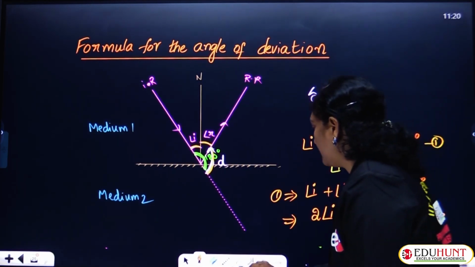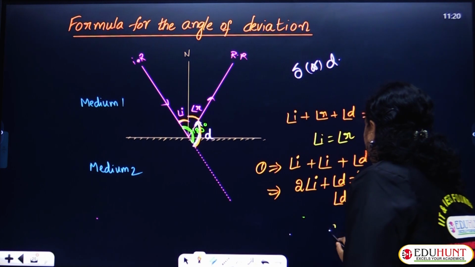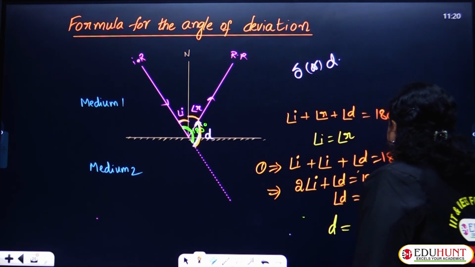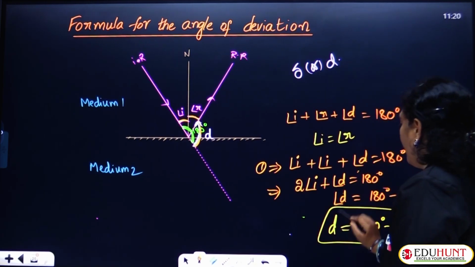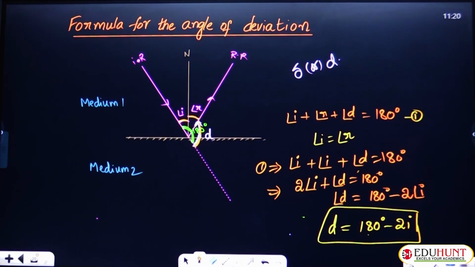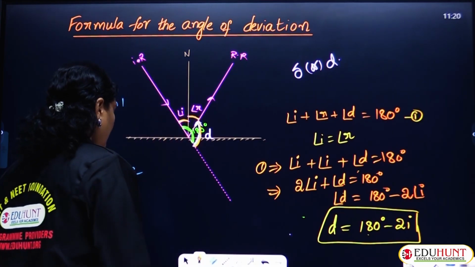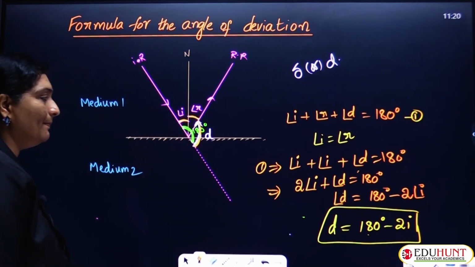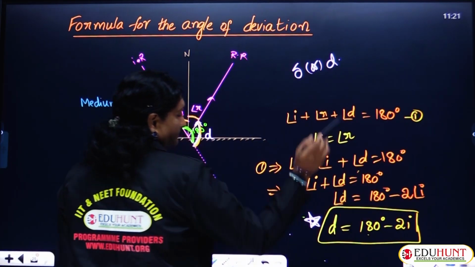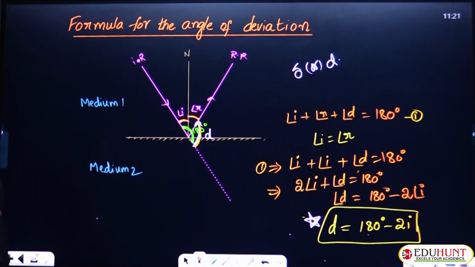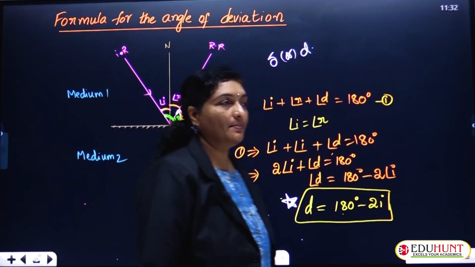Or in other, simple terms, D is equal to 180 degrees minus 2I, where D indicates the angle of deviation and I indicates the angle of incidence. So, the formula for angle of deviation is D equals 180 minus 2I. To be remembered, children, most important formula. So, angle of deviation is equal to 180 minus 2I. So, we observe that D is equal to 180 minus 2I.